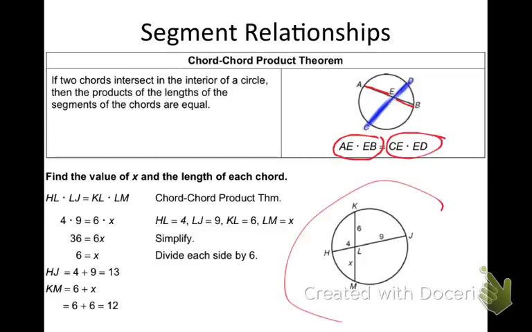So for example, down here we have an example. I have a segment length of 4 and 9. So 4 times 9 equals 6 times x. 36 equals 6x. X equals 6. And you worked it out. That is what's called the chord-chord product theorem. Pretty straightforward, right? Yeah, it is.